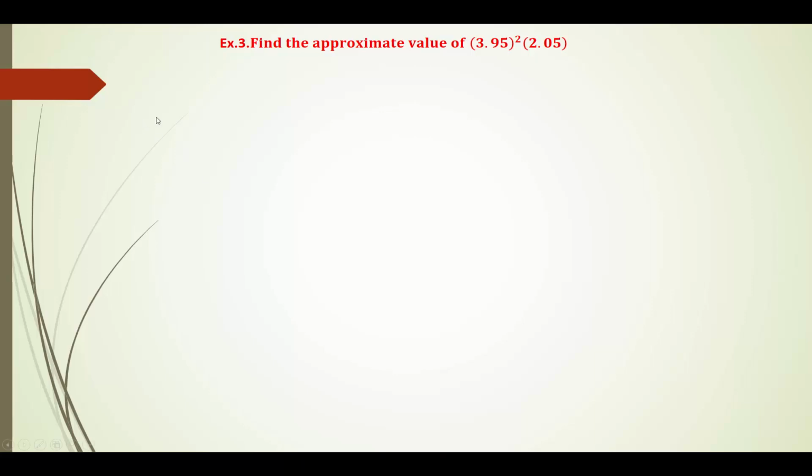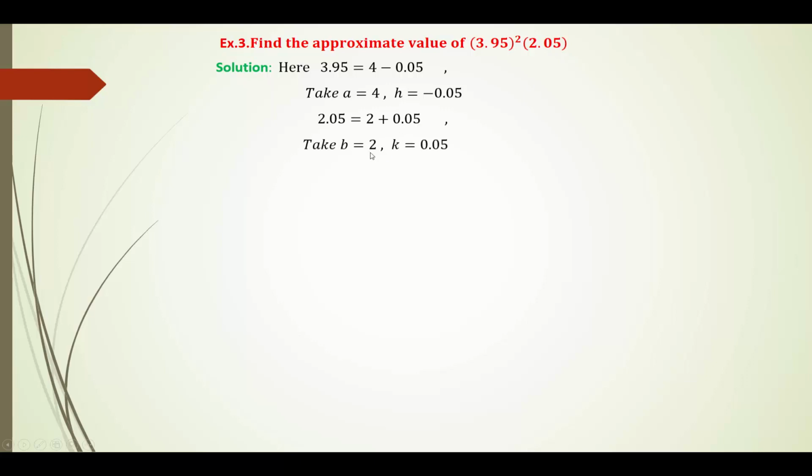Next, example number 3. Find the approximate value of 3.95 square into 2.05. So first term 3.95, write down as 4 minus 0.05. So take a is equal to 4 and h equal to minus 0.05. Similarly, second term, write down 2.05 as 2 plus 0.05. So take b is equal to 2 and k equal to 0.05.